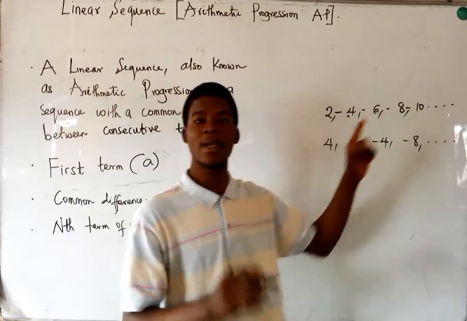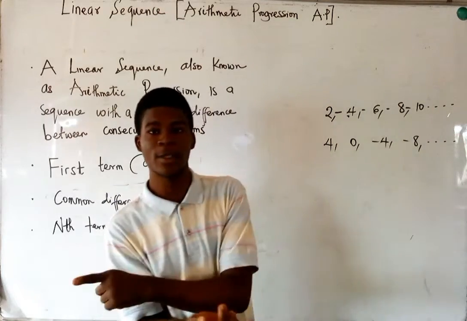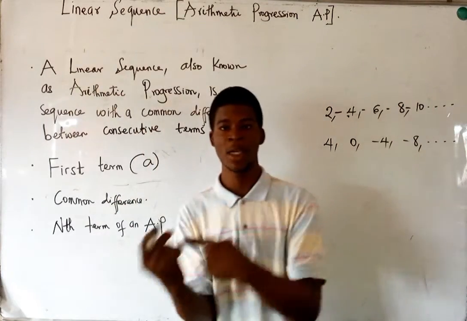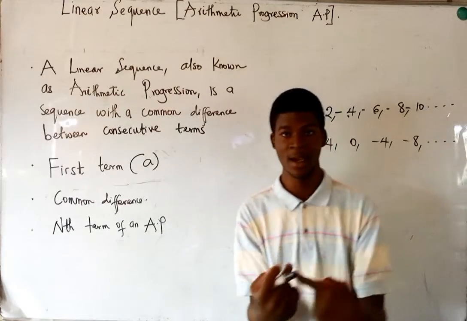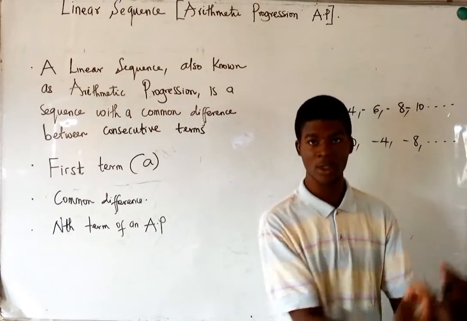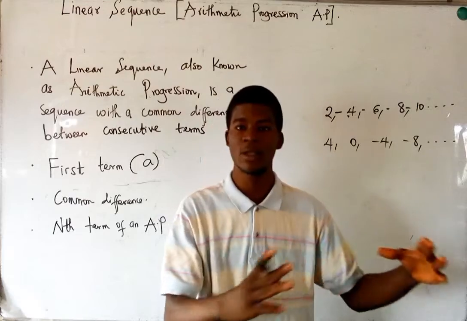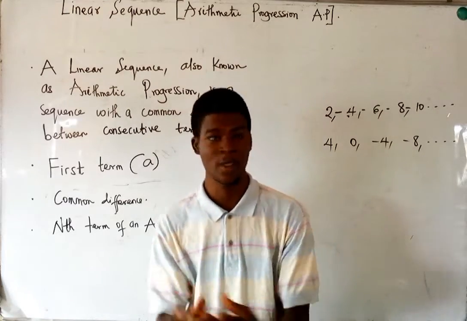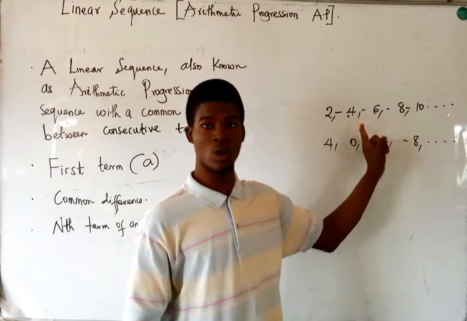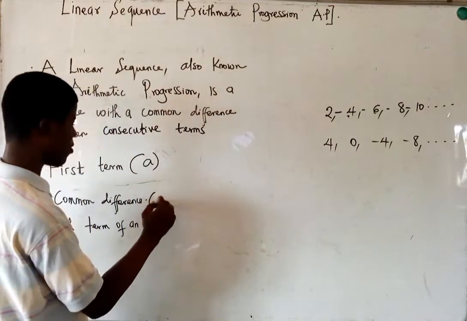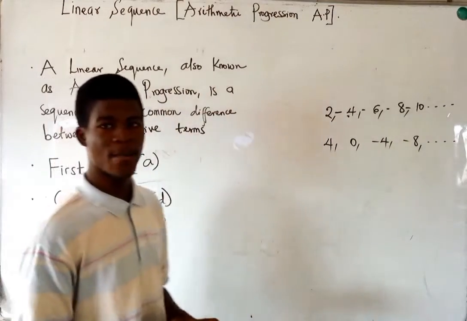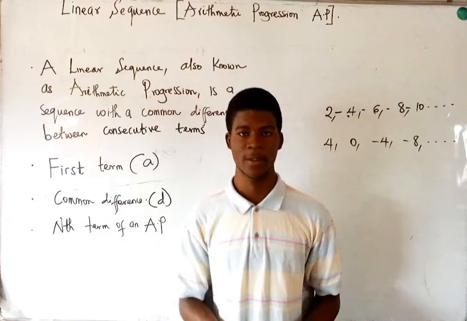That is the second term minus the first term, the third term minus the second term, the fourth minus the third, the fifth minus the fourth, and it continues that way. So that is the relationship between the terms, the common difference. In this case, the common difference is 2. So the common difference is denoted by D. That is the symbol for common difference.